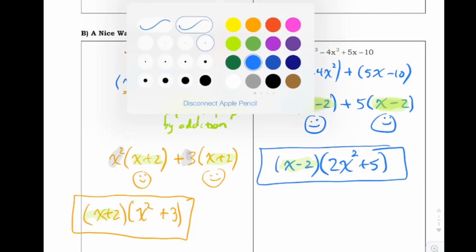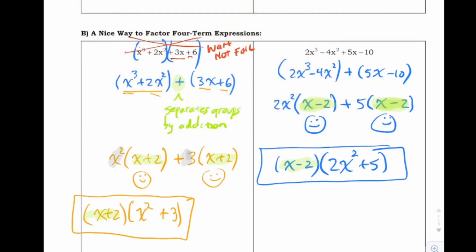What do you say one time we kind of prove that this is really working? Let's FOIL this out and just verify. I've got x times 2x squared. That would give me a 2x cubed. I've got x times 5. That would give me a 5x. I got a minus 2 times a 2x squared. That's a minus 4x squared. And I got a minus 2 times a 5 gives me a minus 10.